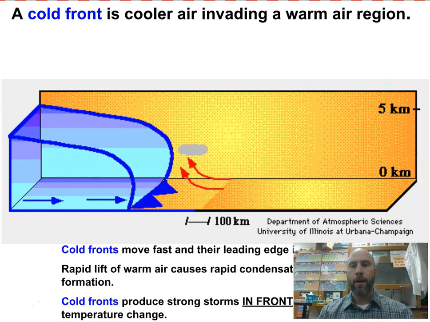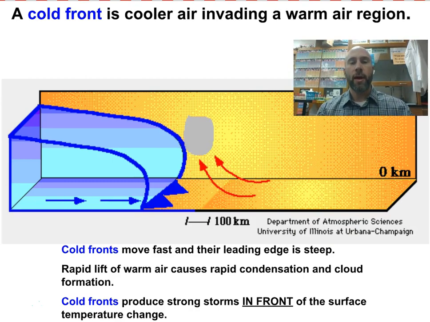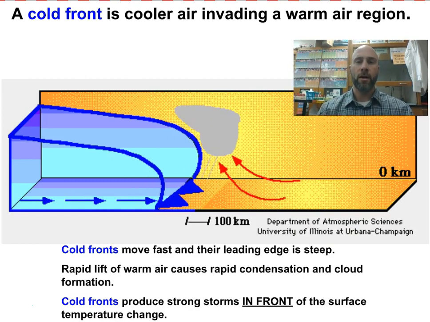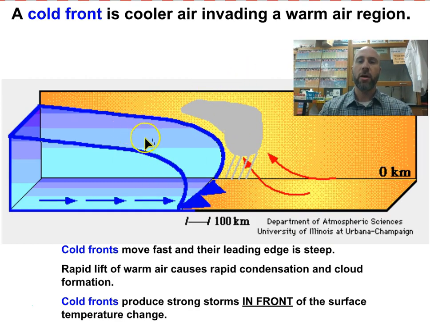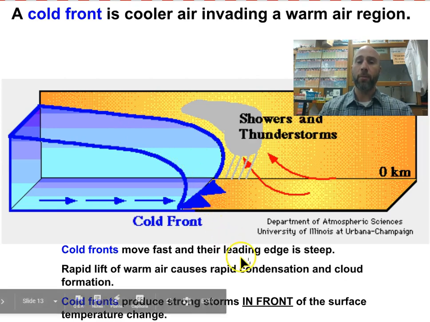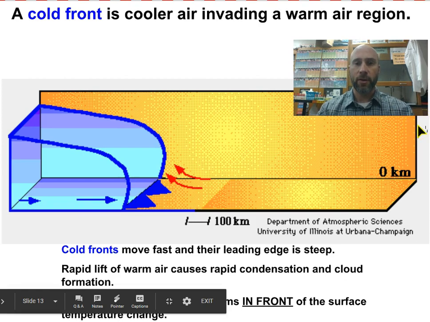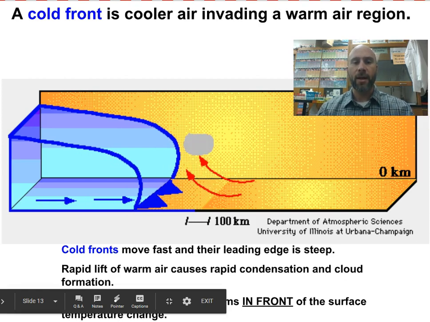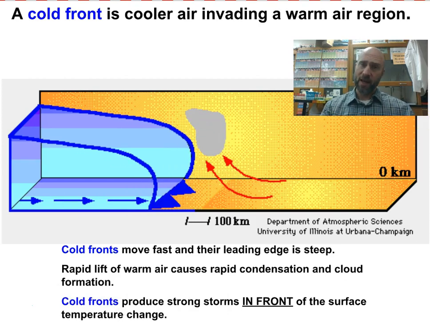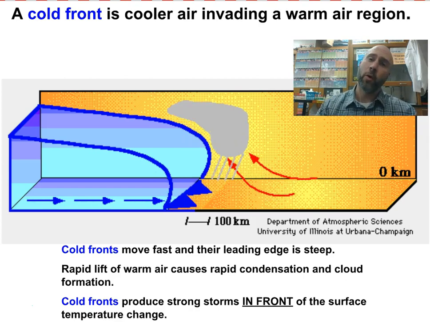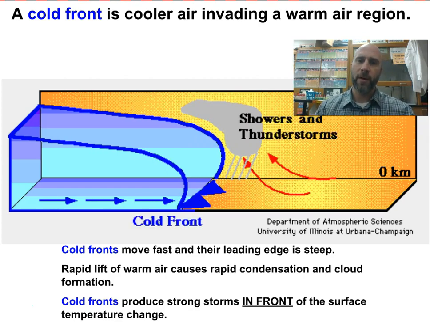Okay. So a cold front is cooler air that's invading a warm air region. You can see in this animation here, cold air is pushing its way in. Now you may want to pause the video here and write some of these little notes down at the bottom. But really what we're looking at here is cold fronts tend to move fast and their leading edge is steep. Cold air is more dense than warm air, okay?